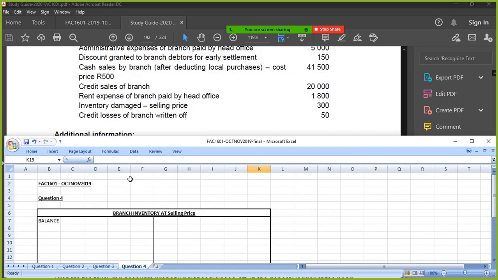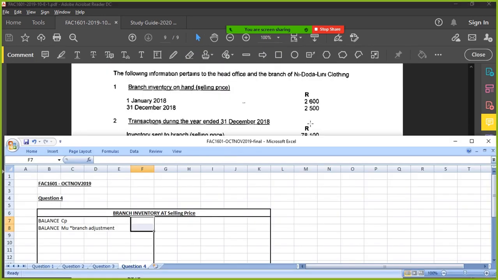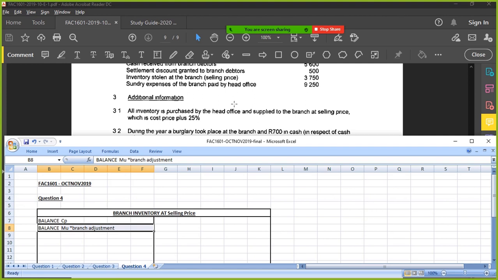I would have shown it like this: balance, cost price, and then balance, markup. The markup would have been the branch adjustment, and then the whole amount would have been whatever it was, in this case 2,600. So you would just show 2,600 here. I want to show it separately because if they ask for branch adjustment, then you'd have to show that other amount. What was the cost plus markup here? So 25.